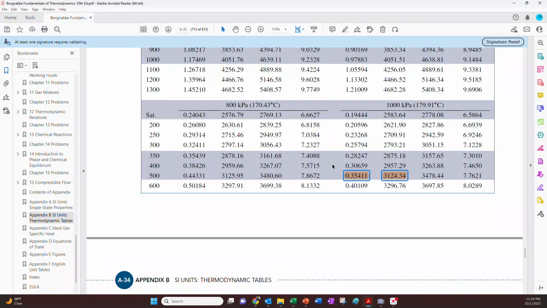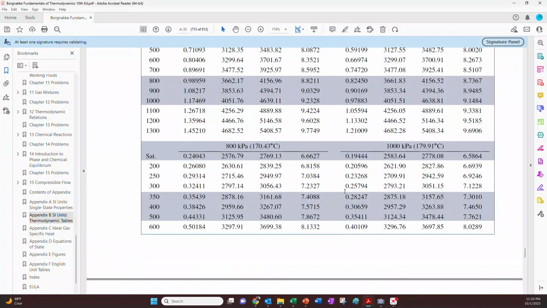So we're going to write that down. We're going to write down the specific volume of, I'm going to call it state 1, of 0.35411 cubic meters per kilogram. And then U, call that U1, of 3,124.34 kilojoules per kilogram. Let's get rid of it so we don't have to live with it forever.